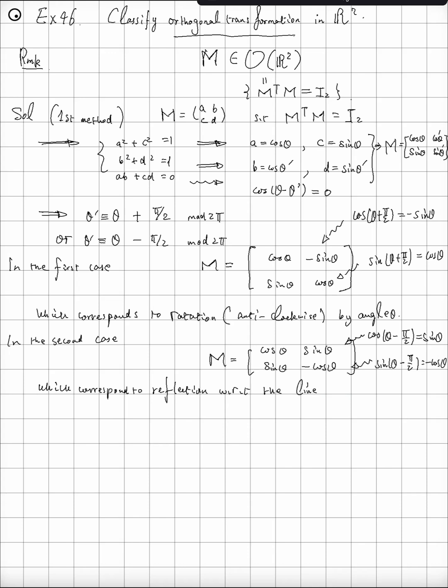passing through the span of cosine theta over 2, sine theta over 2. So let me give the second method. It's very similar but more geometric, or intuitive.